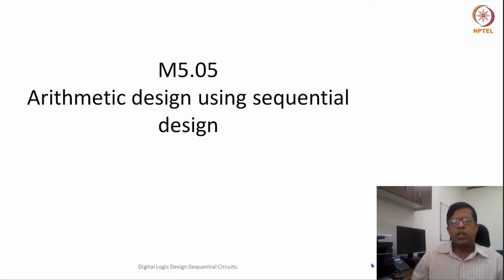In our previous couple of lectures, we have seen some of the applications of sequential design, and the most important one, which we have studied in the last couple of lectures, was a sequence detector. For designing a sequence detector, the approach was that we first designed a state machine or a state graph, then a state table, and then implemented it. But there could be other interesting applications also.